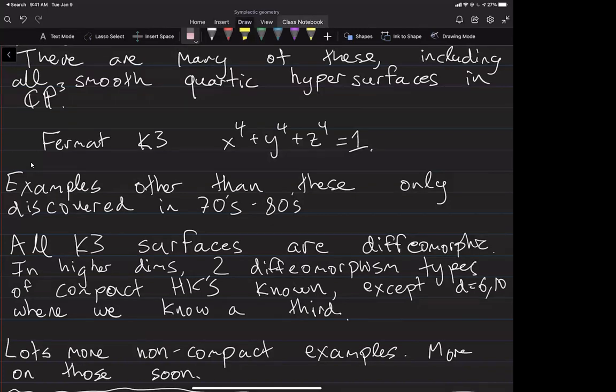Maybe a silly question, but do we know why dimensions 6 and 10 are special? No, I don't have a good explanation for it. O'Grady just found these examples. It's a bizarre thing, but compact hyperkähler things are very poorly understood. Are there any more of them? There's no systematic way of thinking about where they all come from.